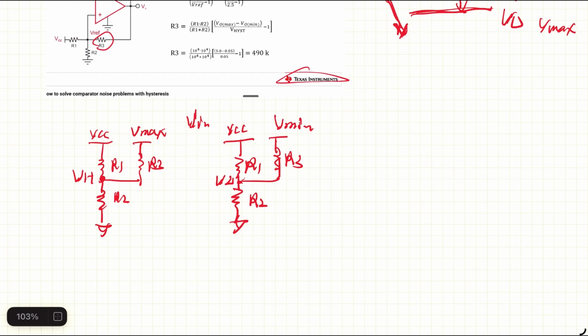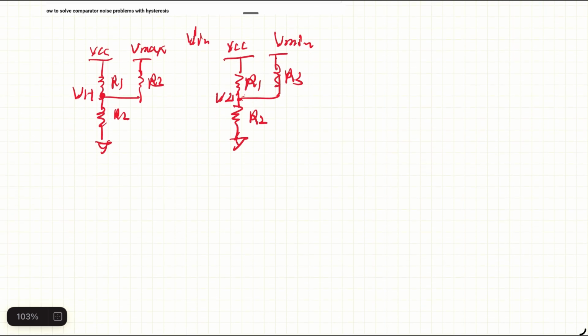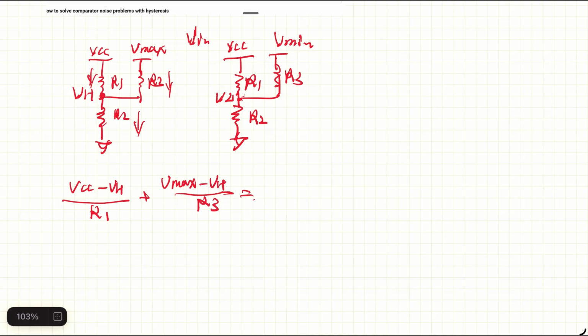Okay. Once we have these two circuits, we can just use current law. So we know the current flowing in this branch should be equal to the current flowing through here. That means VCC minus VH divided by R1, plus the current, Vmax minus VH divided by R3, should equal the total current, which is VH divided by R2. Okay, VCC minus VH, that's the voltage difference across this resistor, divided by R1, plus the current in R3, should equal the total current in R2.